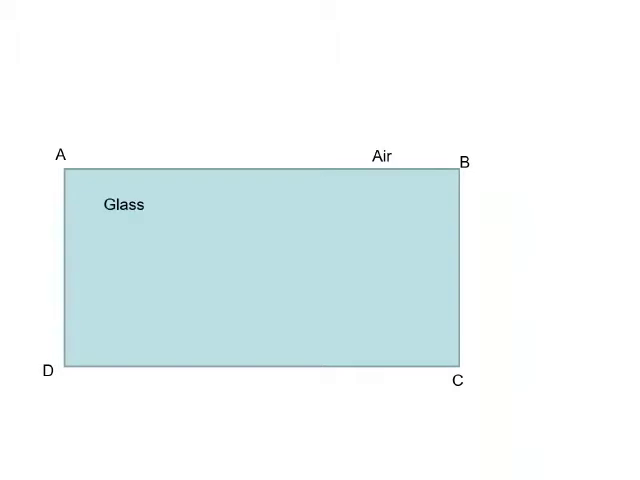We have the two mediums, air and glass. Air is the first medium, glass is the second medium. Air is the rarer medium, whereas glass is the denser medium.